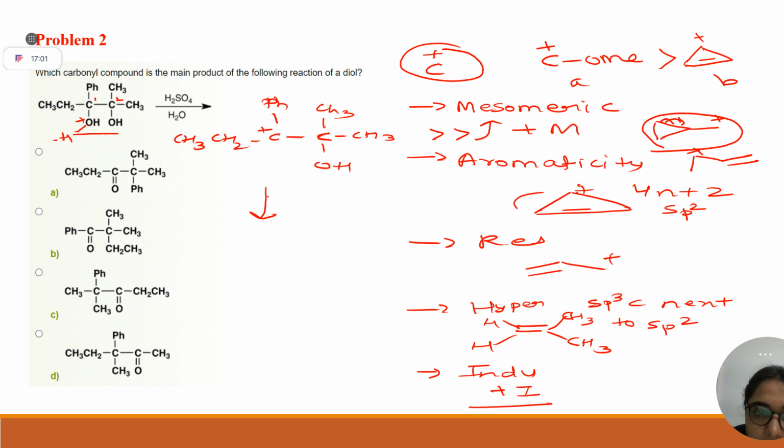So what do we call that? A 1,2 methyl shift. Why methyl only? There are no other substituents to get migrated. CH3, CH2, C, pH.